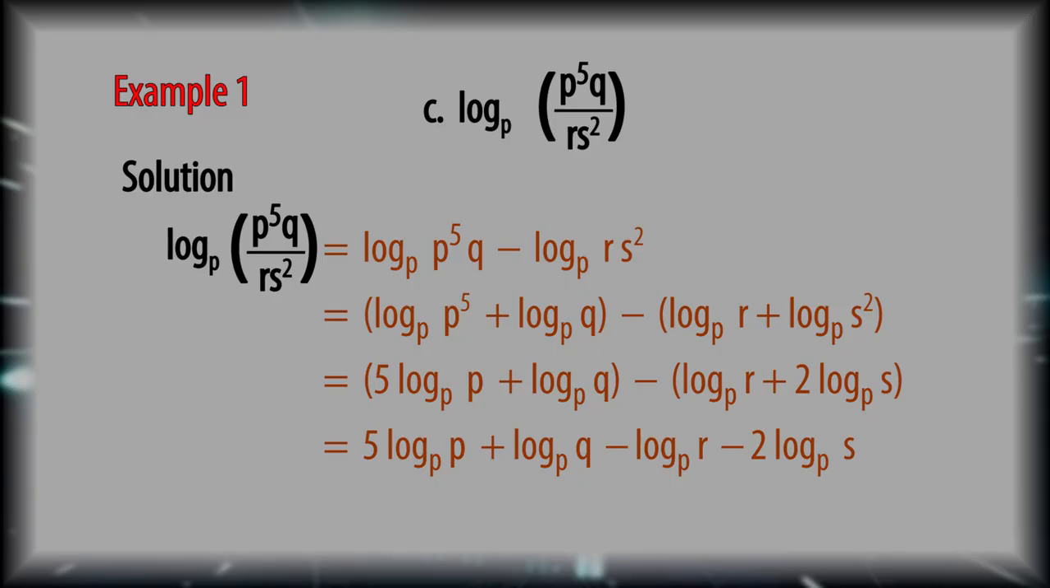We haven't finished. I'm sure you see why we haven't finished. We can simplify some of those expressions. So we get 5 plus log base p of q minus log base p of r minus 2 log base p of s.